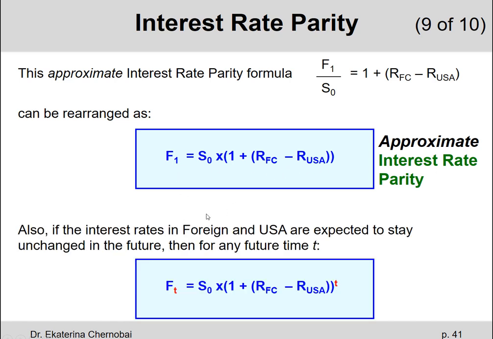But we don't have to limit ourselves to the calculation of the forward rate for 1 year. We can also use this formula and generalize it to find the forward rate 1 year from now, 2 years from now, 3 years from now, so any time t in the future. All we do is take the term in the parentheses in this formula and raise it to the power t, which shows that future time.